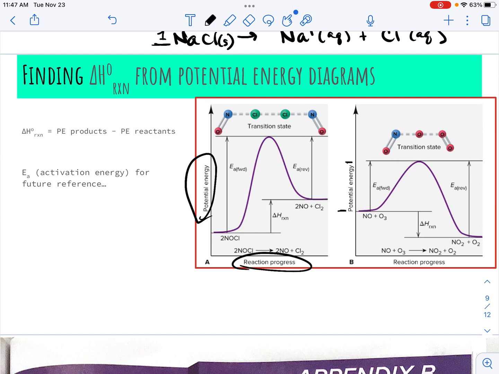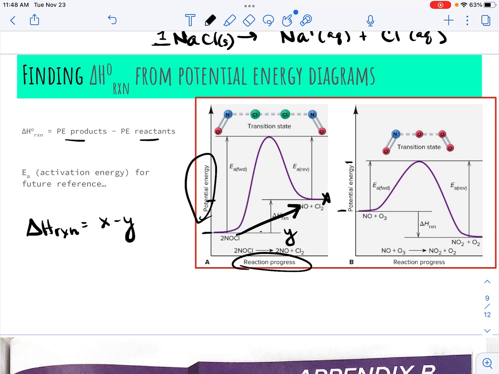And in this case, there are no numbers here, so I can't actually quantify it. But if we wanted you to find and quantify delta H of reaction from this, we would have these axes labeled, right? So notice that heat of reaction is the potential energy of the products minus that of the reactants. And so I can look at this in this case and go, whatever this value is, x, minus whatever this value is, y, would give me the heat of reaction. And so in this case, it would be x minus y.